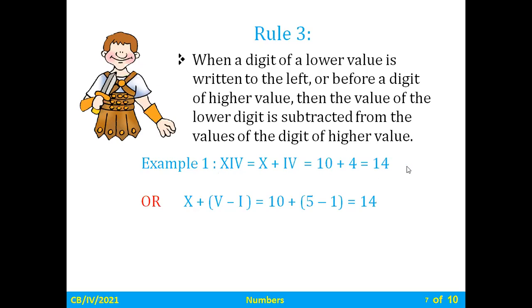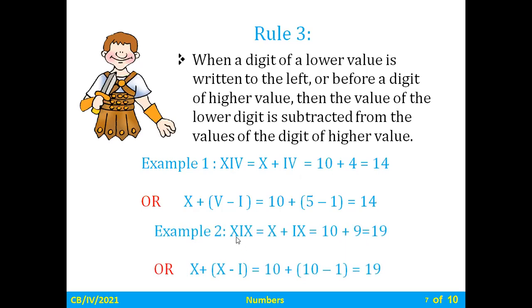You can understand by this explanation, or you can understand by that explanation. Whichever is easy for you. But the rule says that if a lower value digit is written to the left of a higher value, then it is subtracted. And when we write it towards the right, it will be added. Now, if we consider 4 in totality, then XIV means X plus 4. 4 is smaller than 10, right? So 10 plus 4 gives us 14. So both the explanations are valid.